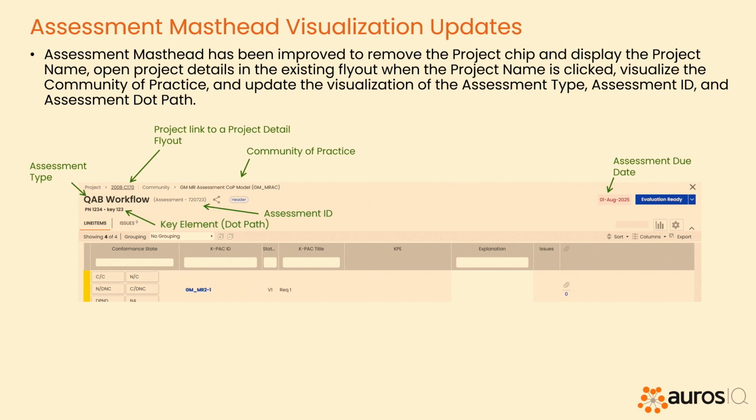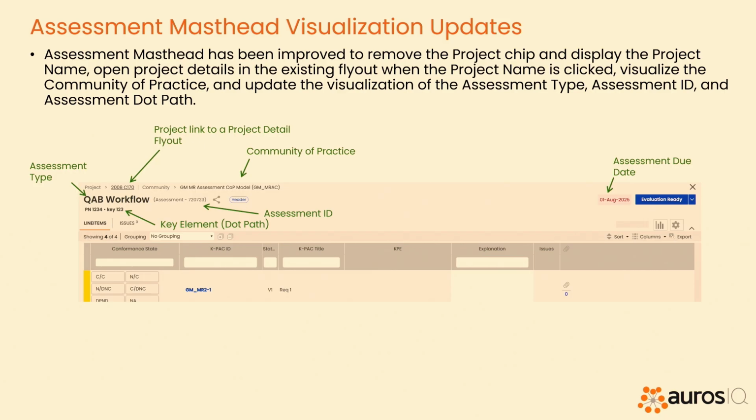In addition to that, we did not get rid of our assessment ID, which was usually to the left. It's now just to the right of your assessment type, in parentheses, and at the top, you have your project, which if you click on your project, you will get the same project flyout as we had previously with that project chip that was at the end of that assessment ID. So now we just moved it to the top. It's a little cleaner. It's easier for you to know that you can click it and get that project information.